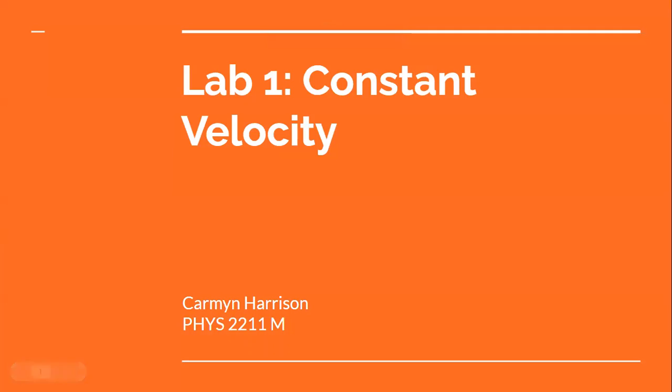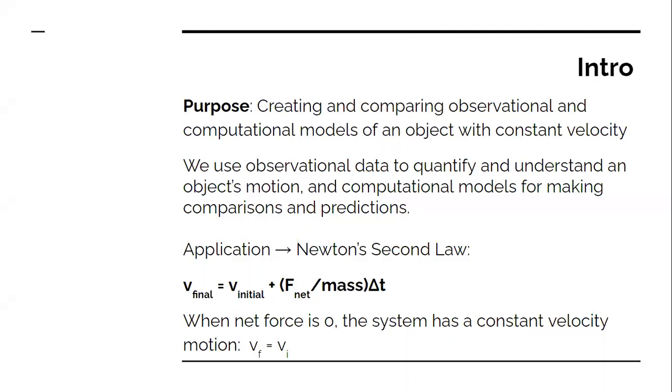Okay, so this week's lab was about constant velocity motion, and we used it to create a computational model and an observational model of an object in constant velocity motion. So essentially the purpose of creating these two models was to create and compare observational data that tells us an object's motion and also helps us predict the object's future motion.